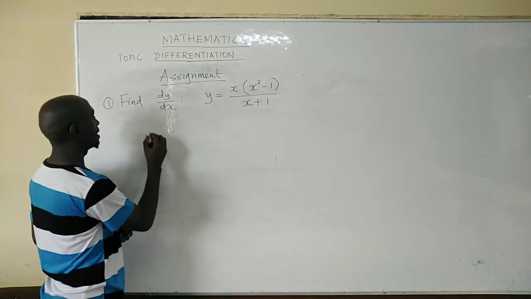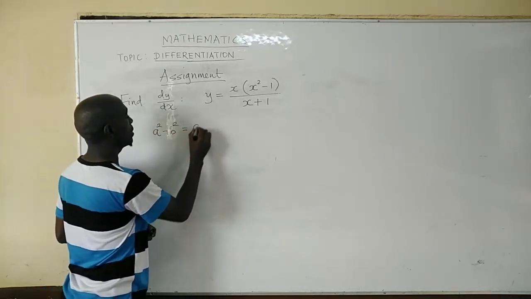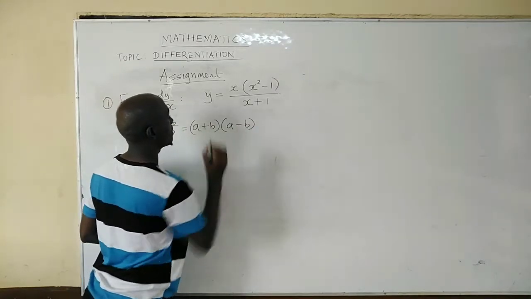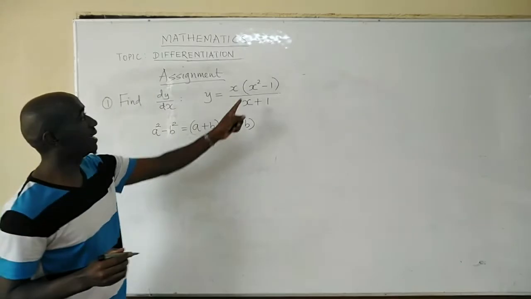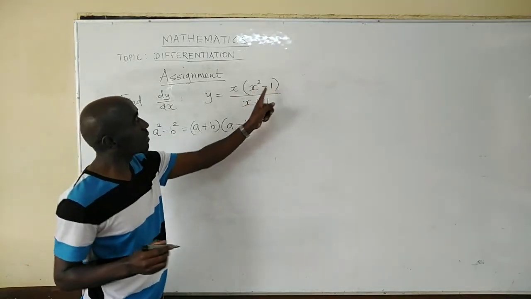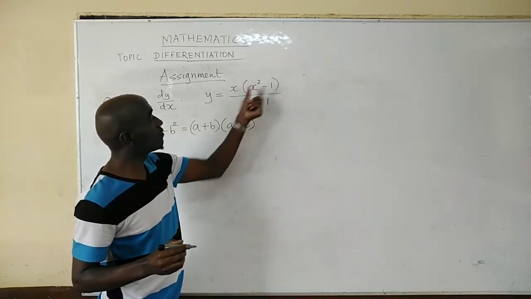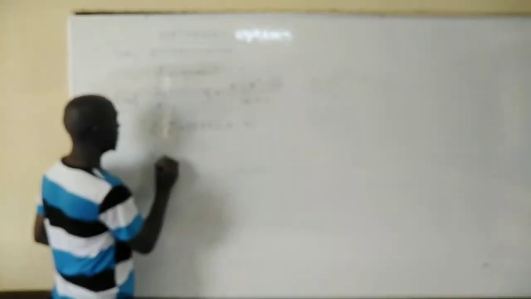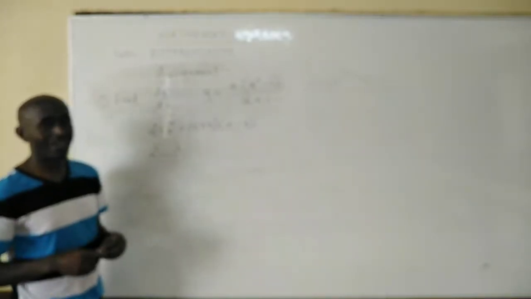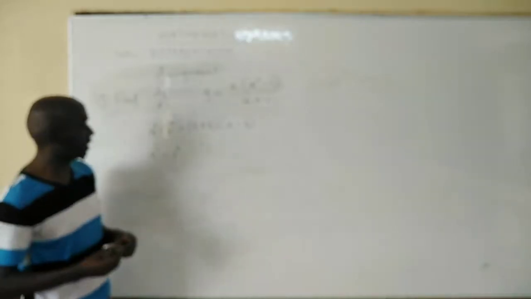There is this quadratic identity you learned in Form 2, a squared minus b squared is equal to a plus b, a minus b. That is what you apply here, because this is x squared minus 1, which can also be written as x squared minus 1 squared. Remember, 1 squared is 1. So if you write it as x squared minus 1 squared, it looks like this equation. So you can write now with two brackets like this. So you are factorizing.